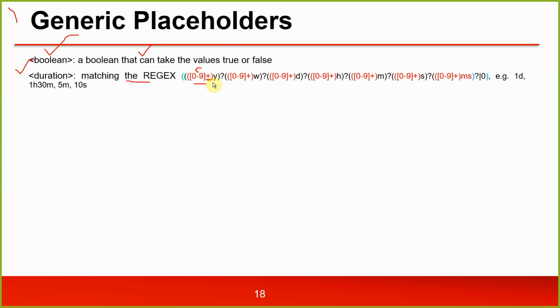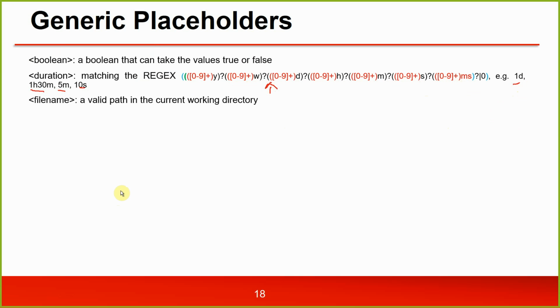which is like 0 to 9, any digit, multiple number of digits, plus means one or more, then followed by y, that is year. So for example, here instead of 1 day we can start with, let's say, 9 years, 9y. Then question mark means 0 or 1 of the previous character, so whether we have it or we don't have it, the previous group given in parentheses. Then weeks, then days, then hours, then minutes, then seconds. The same is repeated. So in a way it is a regular expression for time. And these are examples: 1 day, or 1 hour 30 minutes, or 5 minutes, or 10 seconds. All these follow this regular expression.